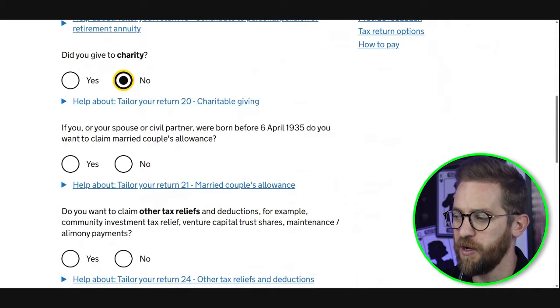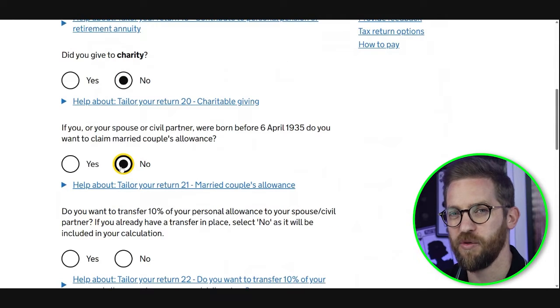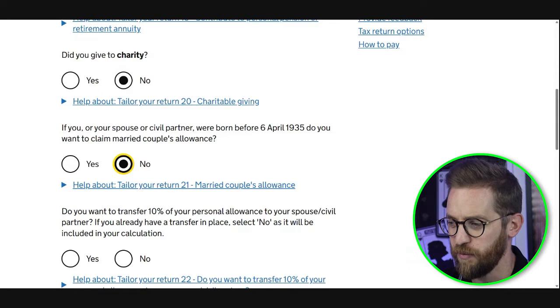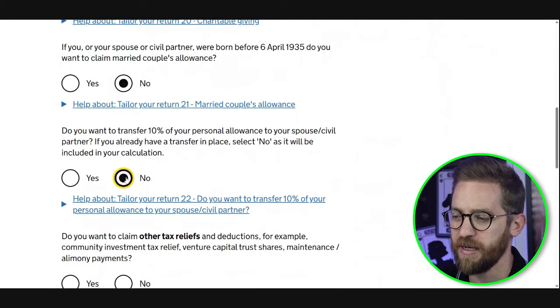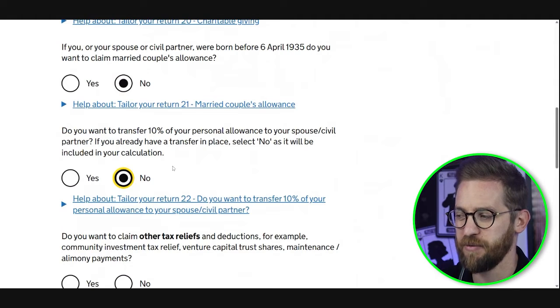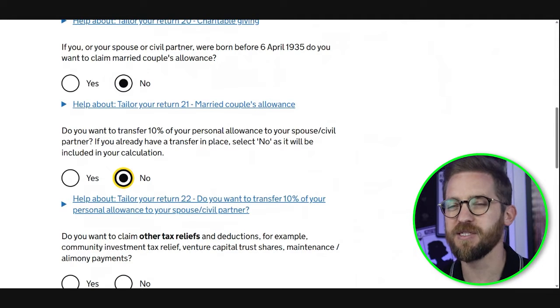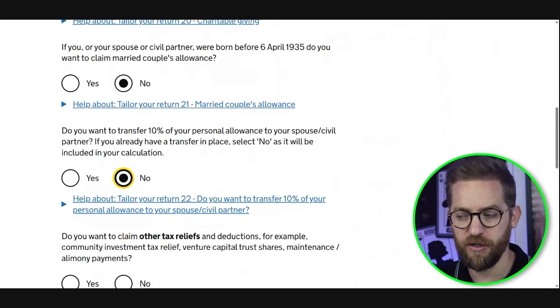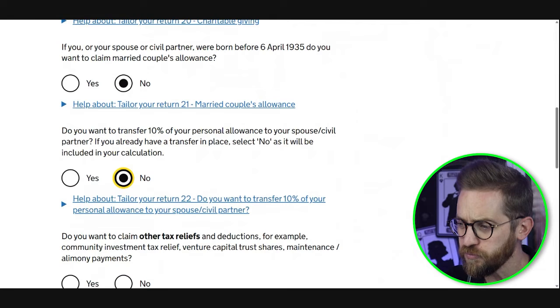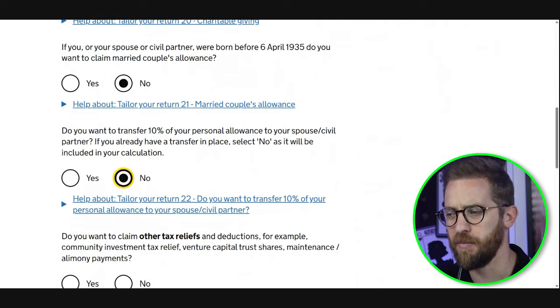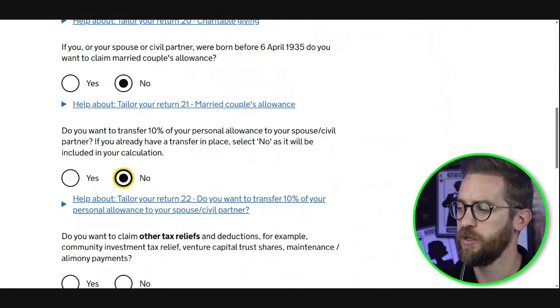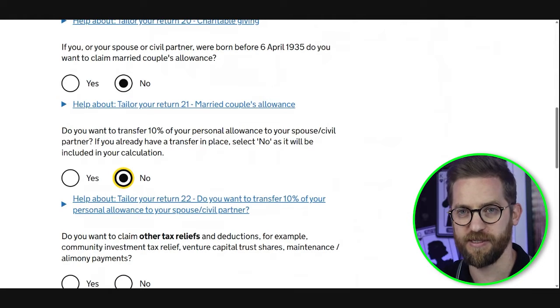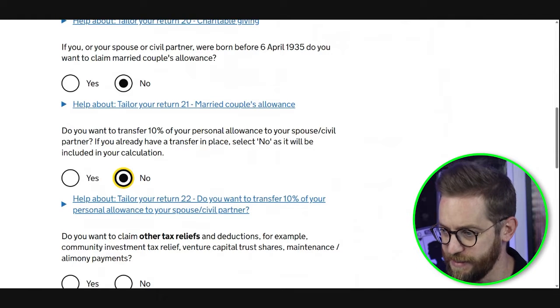If you or your spouse or civil partner were born before 1935, do you want to claim married couples allowance? You'd need to be more than 87, 88 years old for that one to apply. But the one below is more likely, transferring 10% of your personal allowance to your spouse or civil partner. That's usually good if one of you is a basic rate taxpayer and the other maybe doesn't earn or just crosses the threshold. Then by transferring some of your personal allowance to your spouse or civil partner, they can earn more money tax-free. So as a couple, you end up paying less tax.